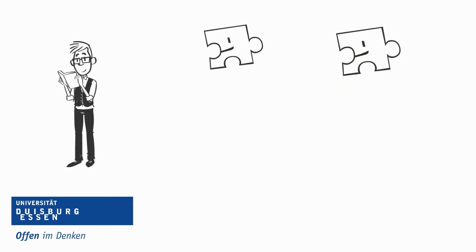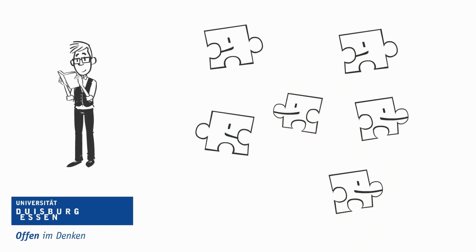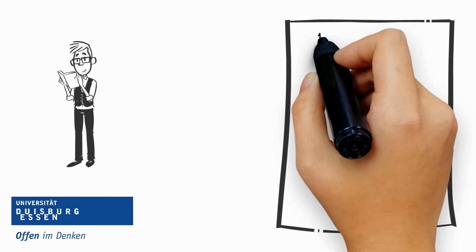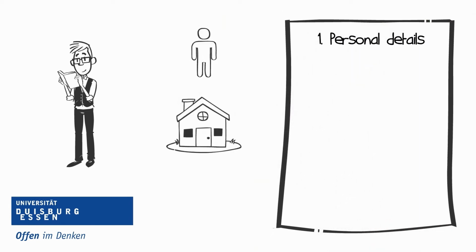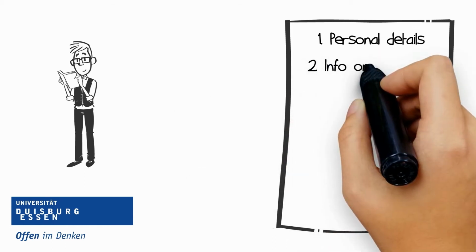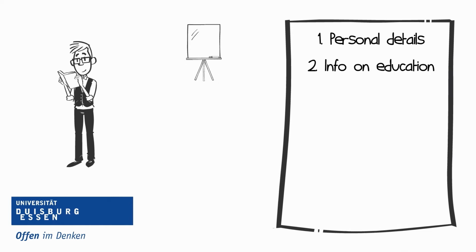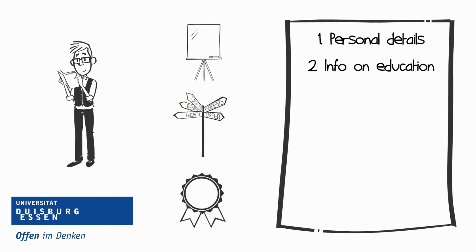Stefan learns that a CV is made up of a few fundamental sections. The CV begins with personal details, such as name, address, contact data, and date of birth. In the second section, Stefan provides details of the educational institutes he has visited, the subjects he has studied, his specializations, and of course his qualifications.